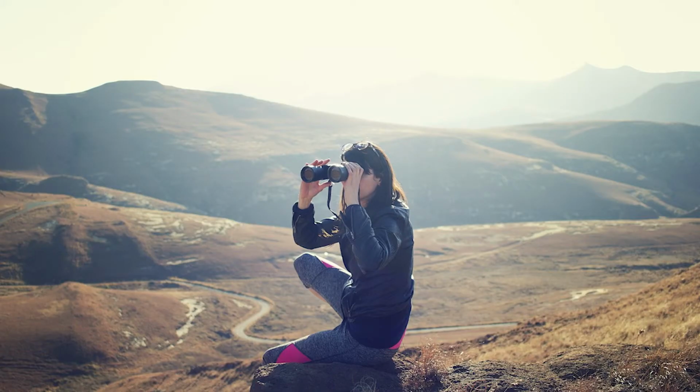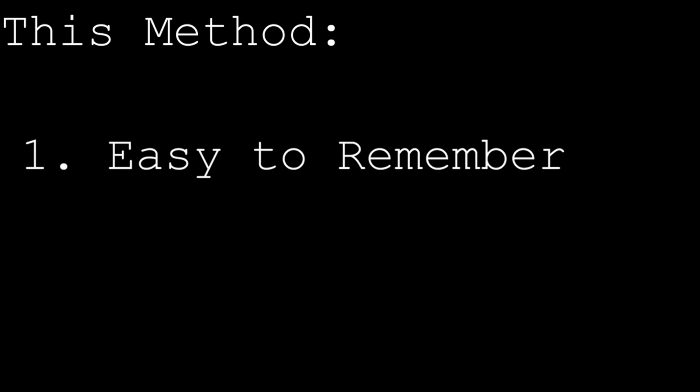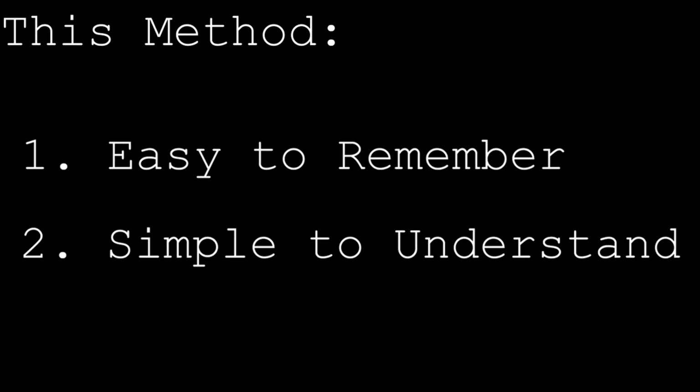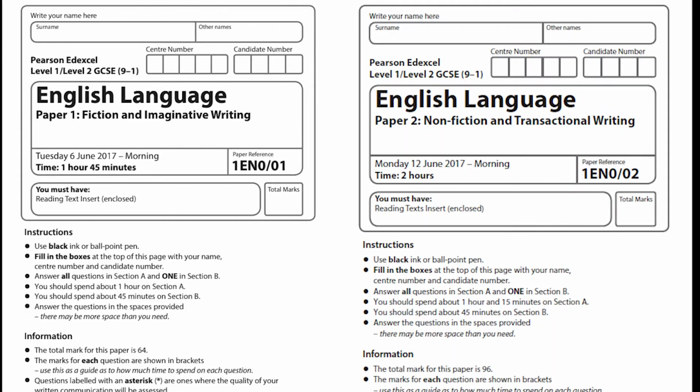Today we're going to be talking about a way that you can go into the exam knowing exactly what features to use and look for. This method is easy to remember and simple to understand. It's an acronym called M.A.S.S.I.V.E. Whether you're on paper 1 or paper 2, reading or writing, you're going to find this acronym really useful.